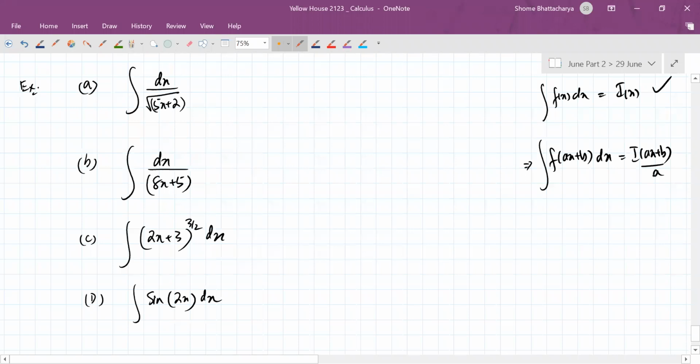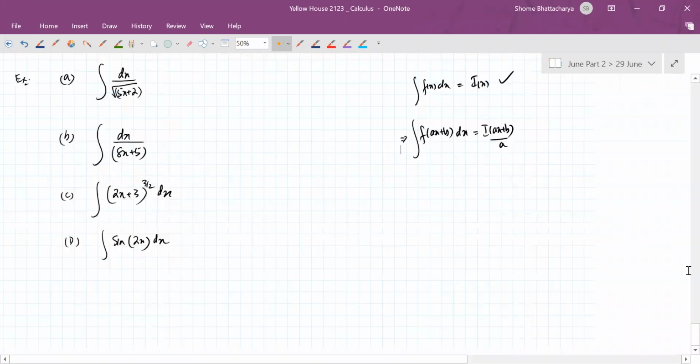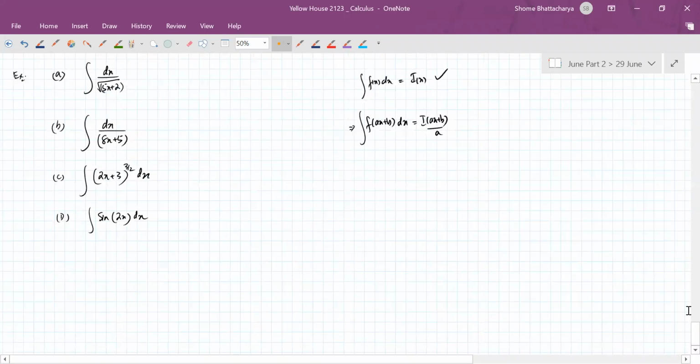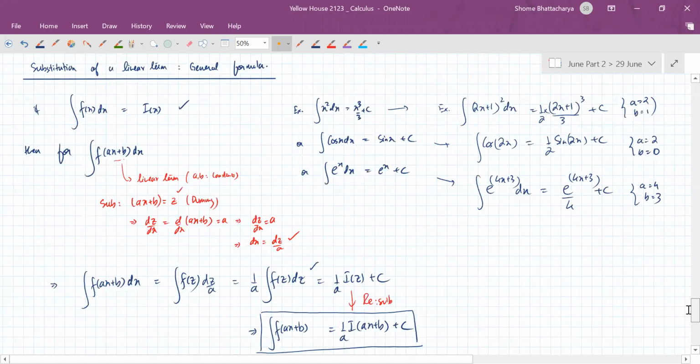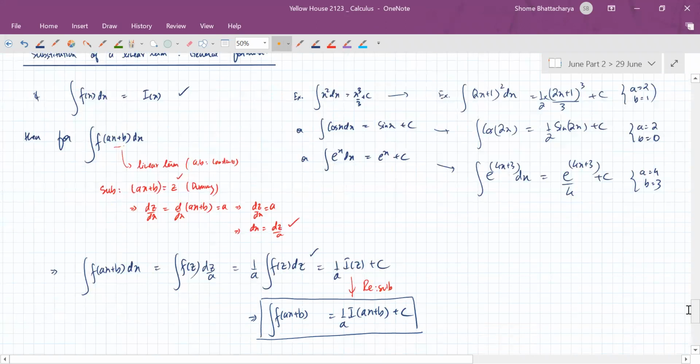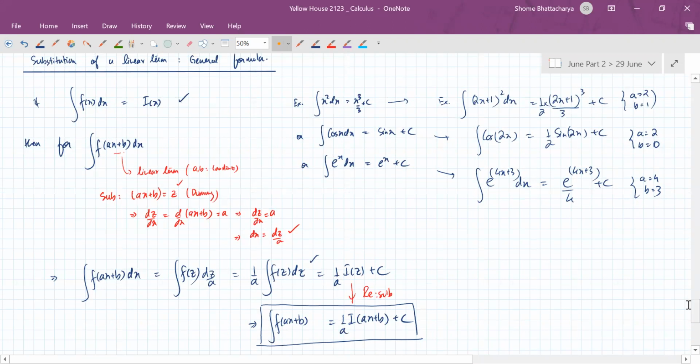Sir, can you scroll up just for a second? Yeah. So any doubt in this part? No, sir, I just hadn't completed this e power x one. Done, sir. Done? You can go. Yeah, thank you, sir. Okay.